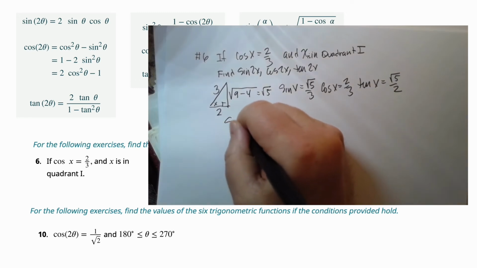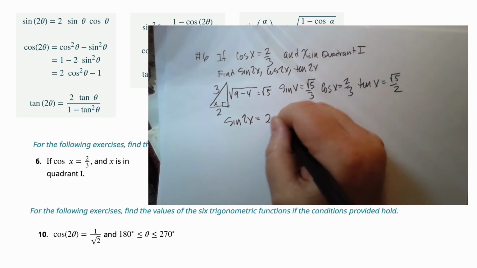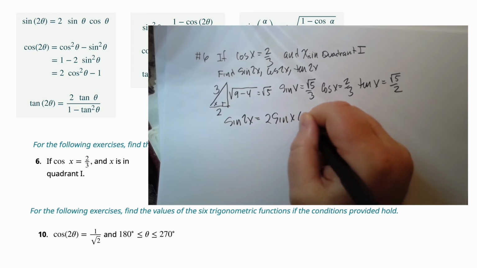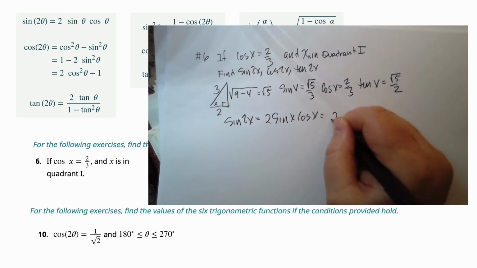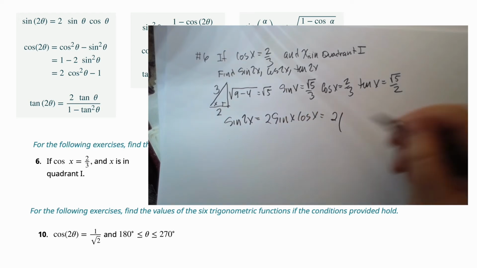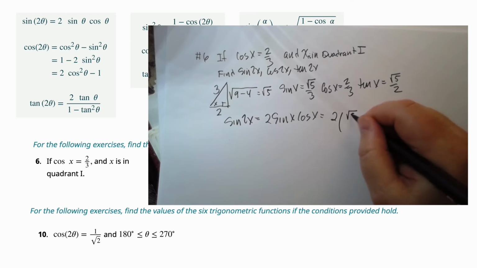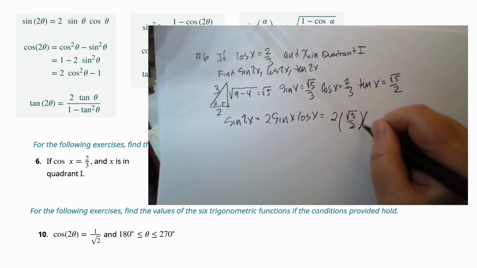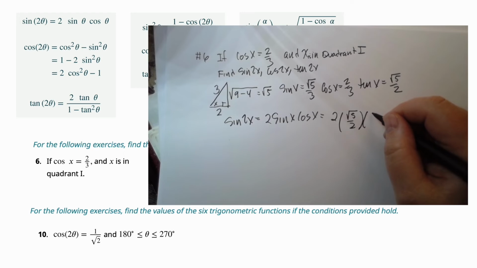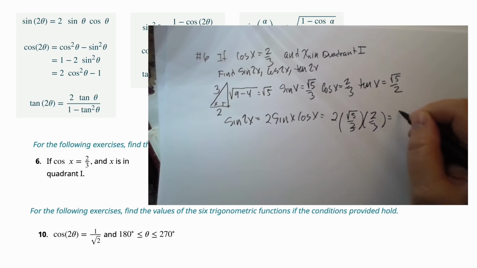So the sine of 2x is equal to 2 sine x cosine x, which is 2 times square root of 5 over 3 times 2 over 3. So this would give me 4 square root of 5 over 9.